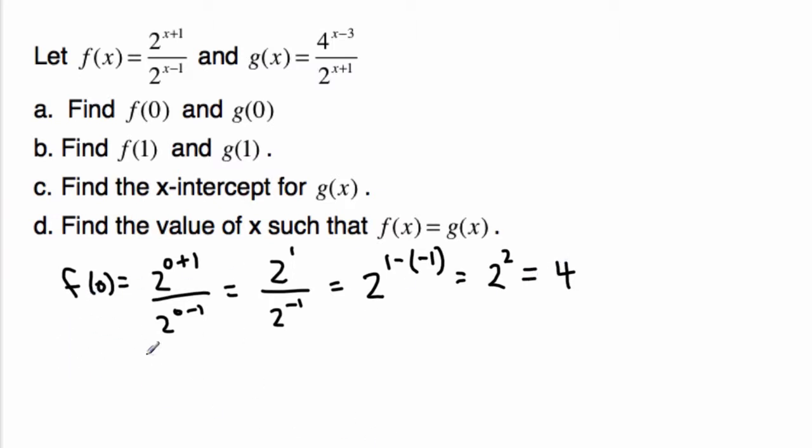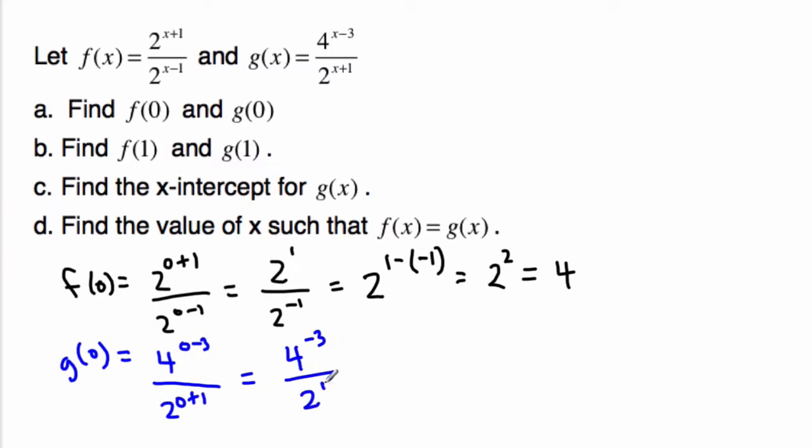Okay, let's go over to blue here. g of x, g of 0, is equal to 4, take out x, plug in 0, all those places, 4 to the 0 minus 3, all over 2 to the 0 plus 1. So that's equal to 4 to the minus 3, all over 2 to the 1. Now I cannot subtract these powers yet because we have different bases. But 4, luckily, is a base 2 already. We just have to change it. That's 2 squared to the minus 3 over 2 to the 1.